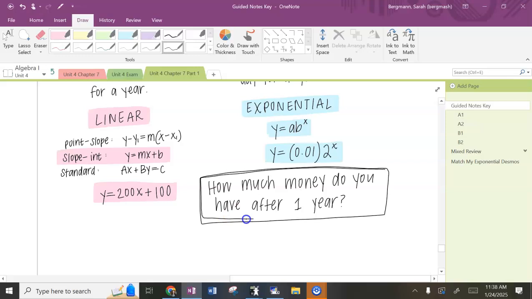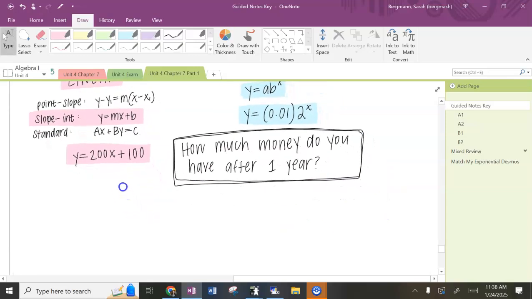In order to answer that question, it's going to be helpful to know what x and y stand for in these equations. See if you can figure that out. Remember, x is our independent variable, which is usually time. In this case, it's the number of days. And y is the dependent variable. In this case, it is our amount of money.